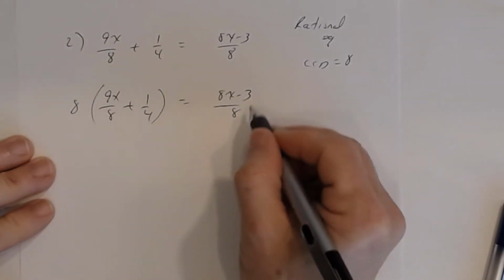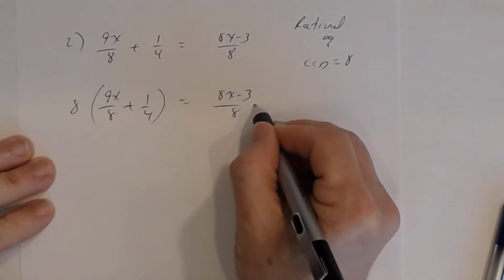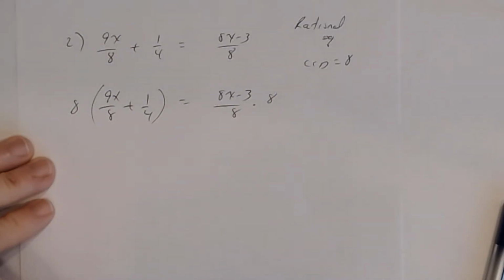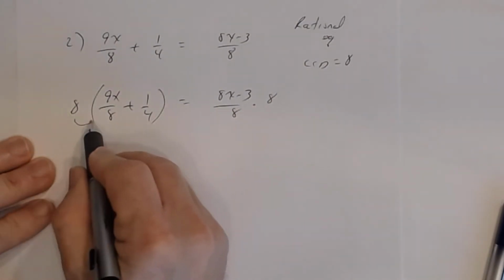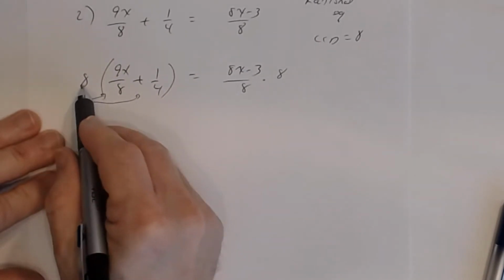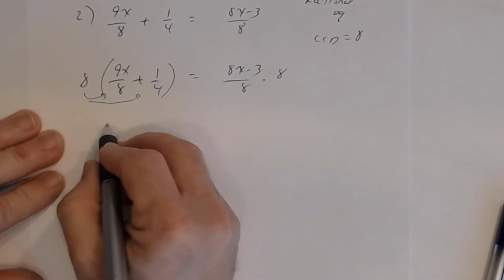The right side is just one fraction, so you don't need parentheses there. Just say times 8. Okay? Then you're going to distribute. So now you're going to say 8 times 9x divided by 8.